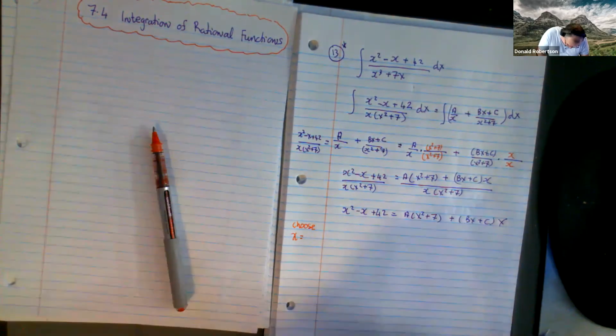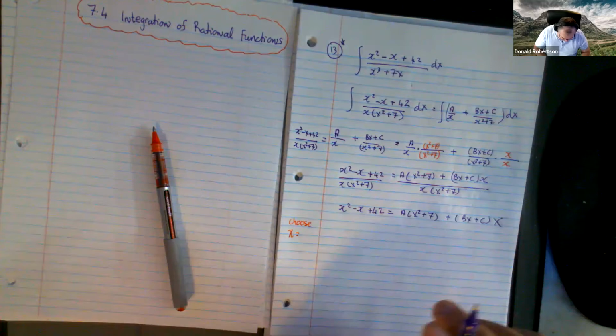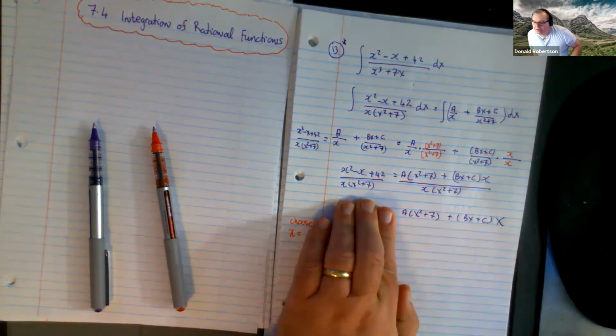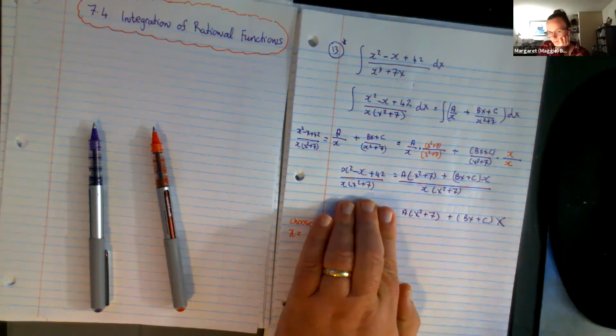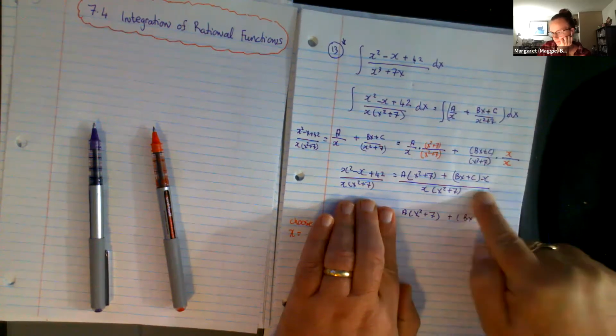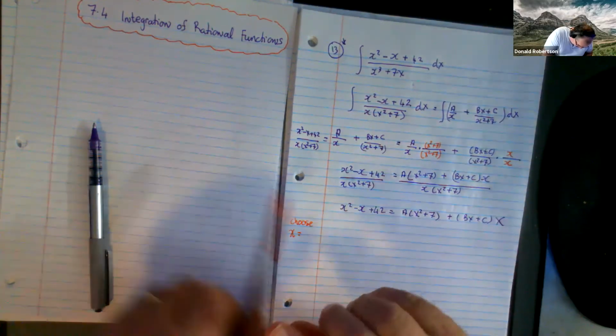What number for x could you pick that would leave you just one letter, one variable? Would it be 0? Agreed. If you make this 0, won't all of this become 0? So we will choose x equals 0.